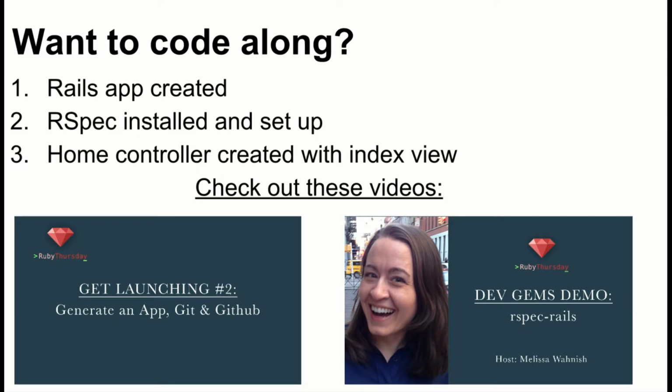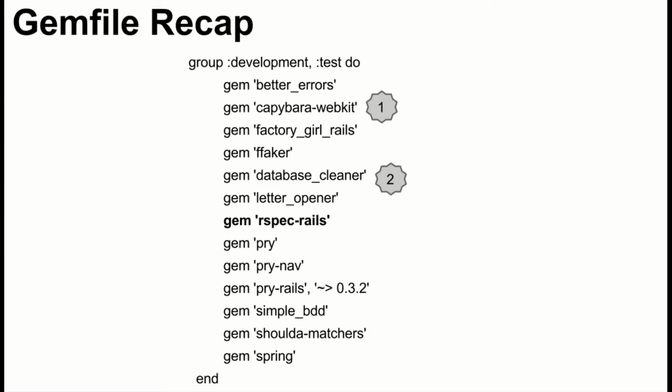These things I've outlined in other videos that you can check out: the Get Launching to Generating an App and the Dev Gems demo from last week, RSpec Rails. And just a recap of our gem file, we've already gone over gem RSpec Rails, and today we'll go over Capybara WebKit and Database Cleaner. So be sure to have those in your gem file and bundled.